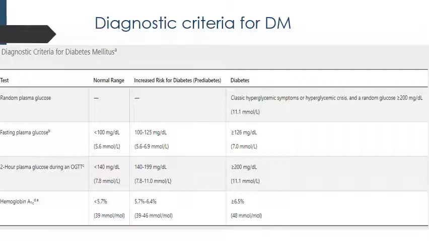Diagnostic criteria for DM. First, random plasma glucose more than 200, fasting plasma glucose more than 126, and OGTT more than 200, and HbA1c more than 6.5.